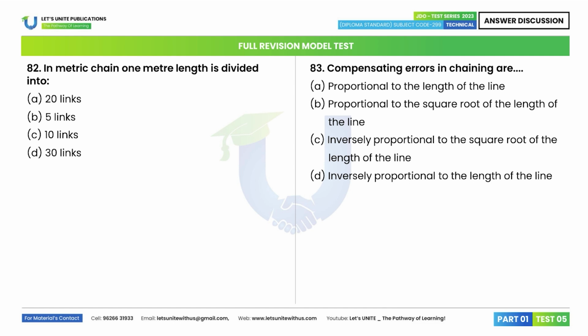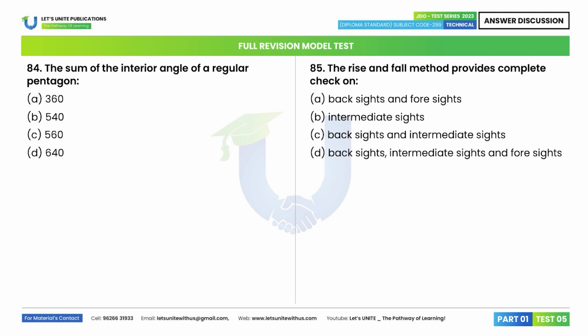In metric chain, 1 meter length is divided into 5 links. Option B. 83rd question. Compensating errors in chaining are proportional to the square root of length of line. Option B. 84th question. Sum of interior angles of a regular pentagon is 540. Option B is the correct answer. 85th question. The rise and fall method provides complete check on back sight, intermediate sight and foresight. All three. So option D is the correct answer.